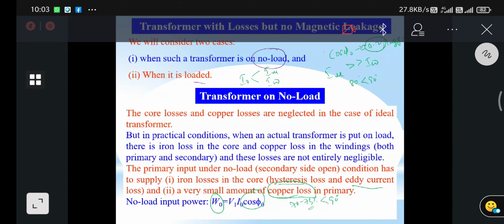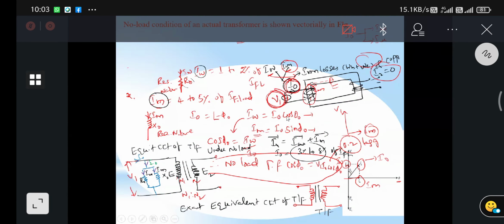So the no load input power is W naught, which is equal to V1 I naught cos phi naught. Some books give it as P naught, which is also called the no load losses. Here cos phi naught is the primary power factor under no load condition, which is approximately 0.2 lagging. This is the most important point. This is the thing we have discussed in the last class.